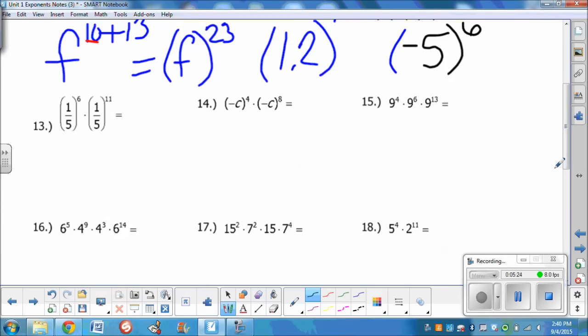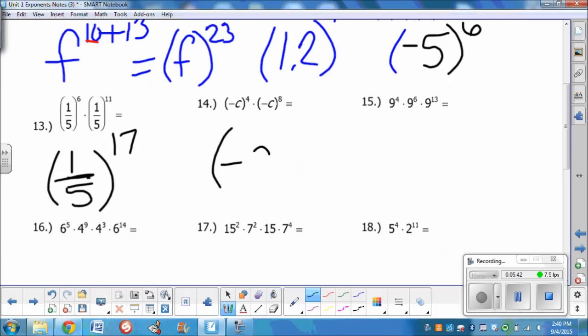Okay, fractions, changing it a little bit, but it's still the same idea. What's the base? 1/5. And we have 6 of them and 11 more 1/5, which gives me 17 of 1/5. My base is negative c. I have 4 of them, then I have 8 more, and we're multiplying. When you multiply like bases, add exponents. Always say that in your head. When you multiply like bases, add exponents. So 4 plus 8, 12 of them.